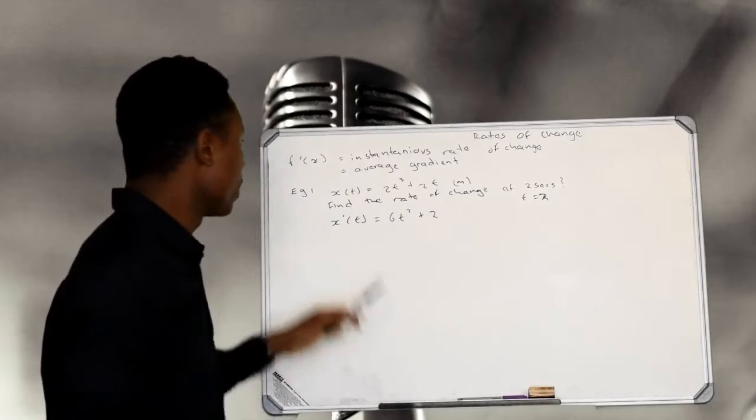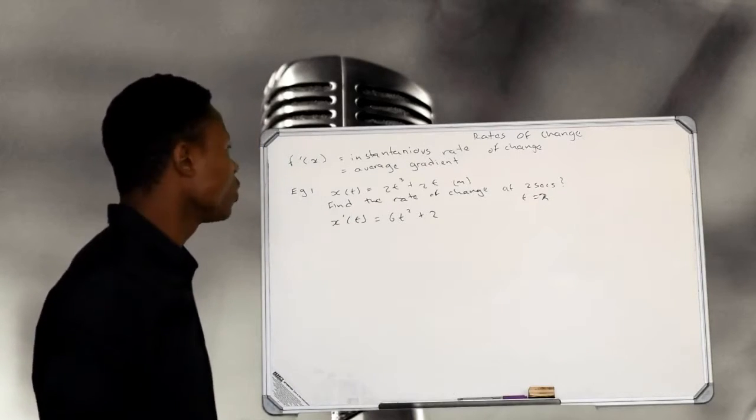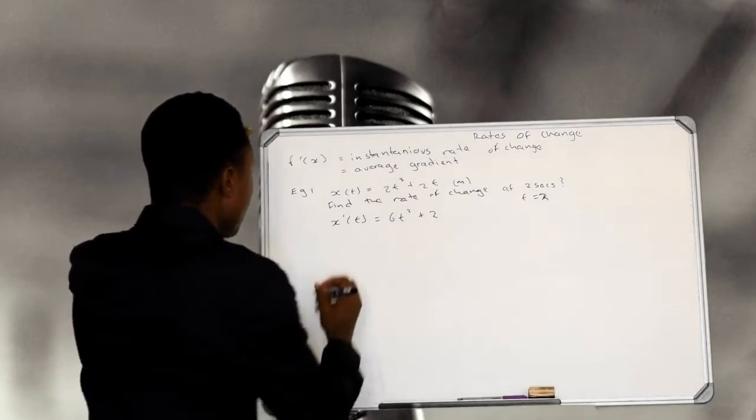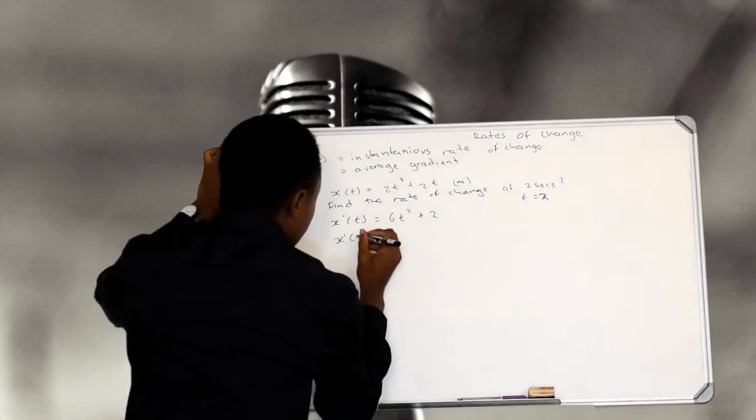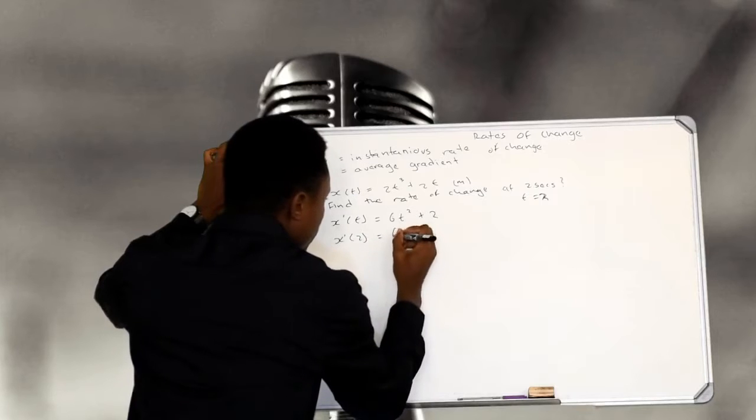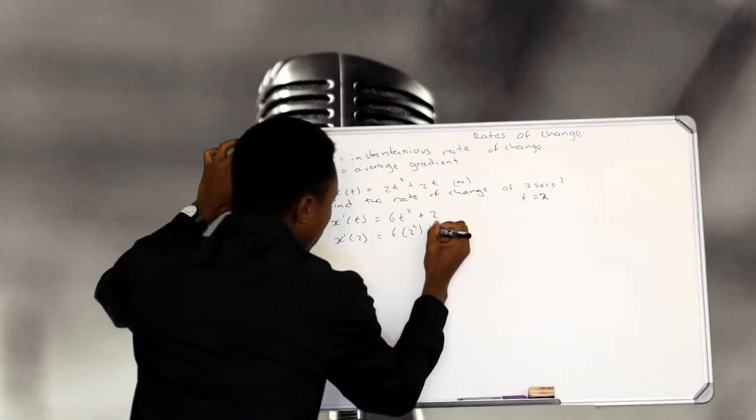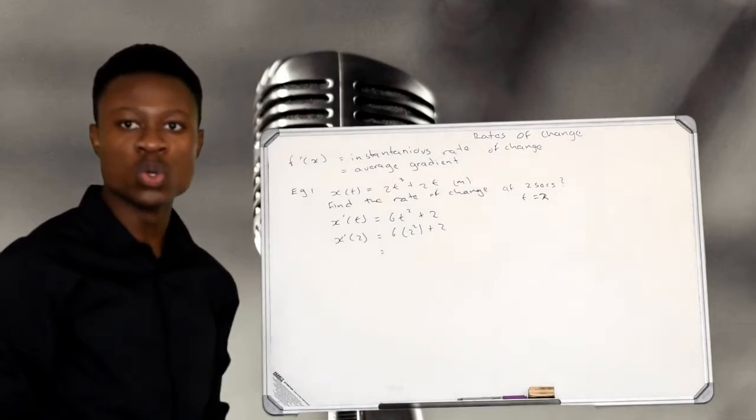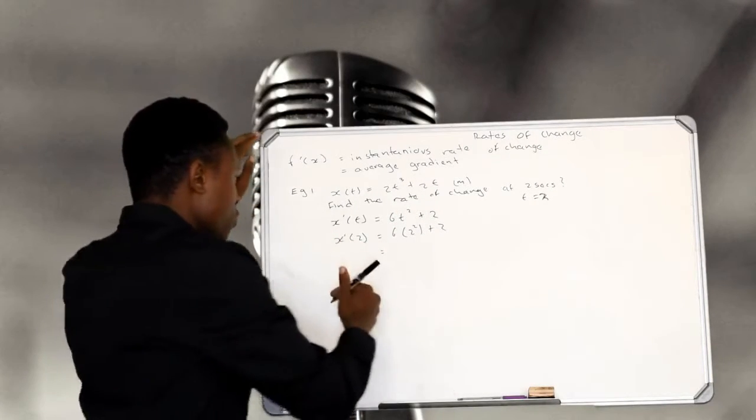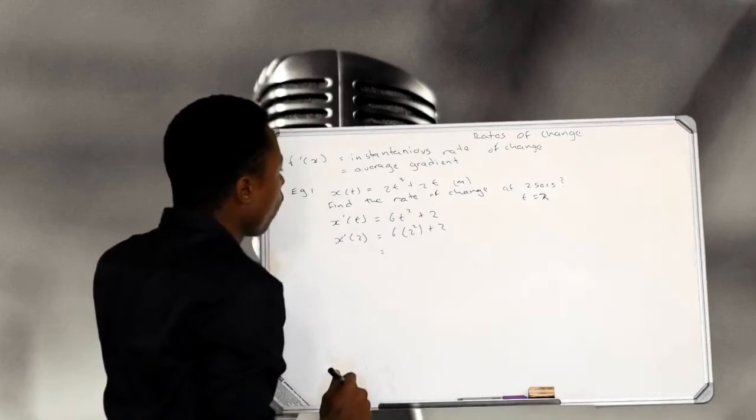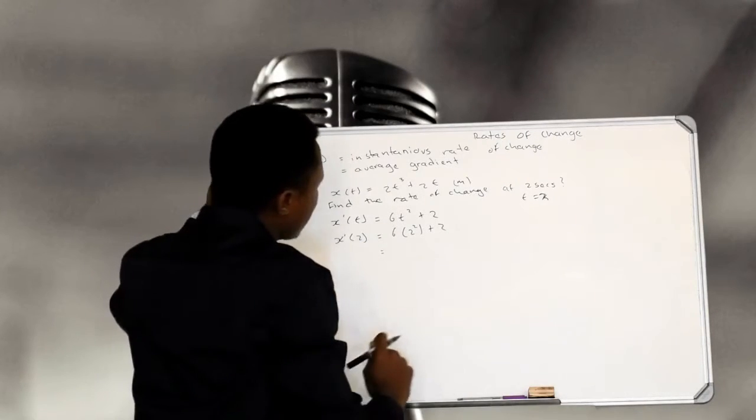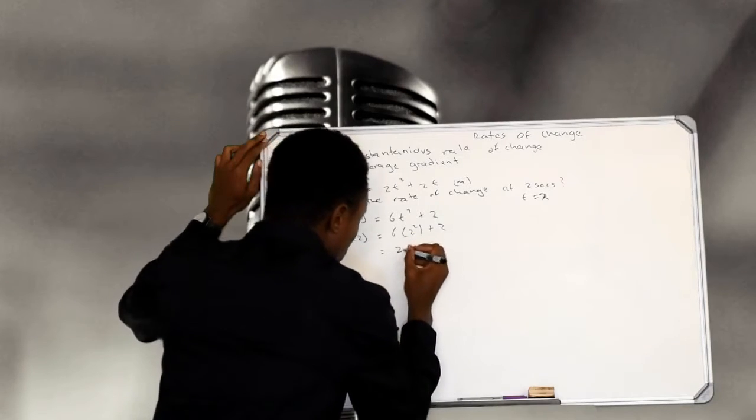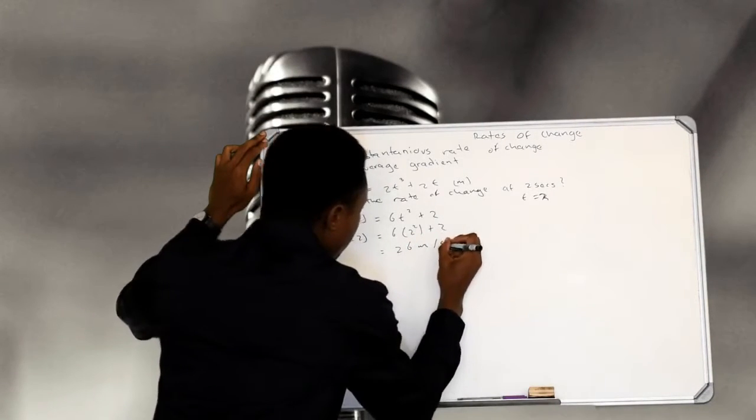So now we have, let's say, find the rate of change, right? So now what do we need to do? We need to substitute the 2 into the equation. So this will be x prime of 2 is equal to 6 times 2 squared plus 2. And basically, that's exactly all we had to do. That's what we are looking for. That's the rate of change, which is equal to 2 squared, 4. 4 times 6, that's 24, plus 2, 26. So this will be 26 meters per second.